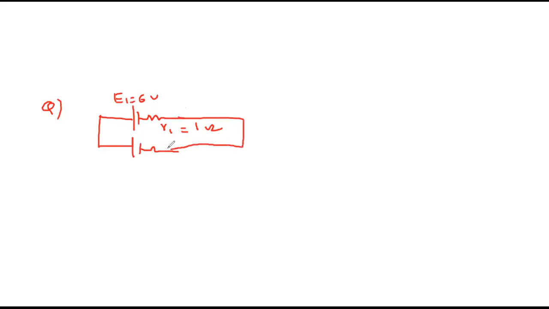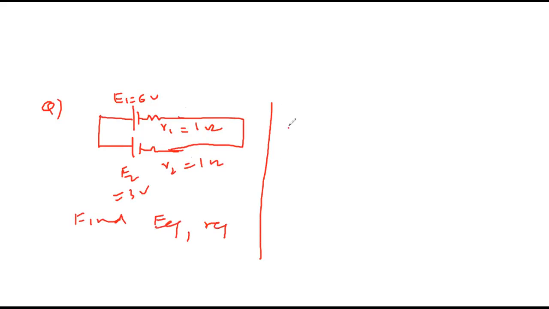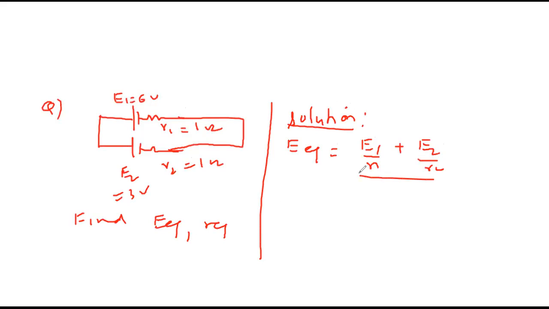And question C. This is a battery of EMF 6 volt, internal resistance 1 ohm. This is another battery of EMF 3 volt, internal resistance 1 ohm. Find E equivalent, R equivalent. E equivalent, what is the formula? E1 upon R1 plus E2 upon R2, divided by 1 upon R1 plus 1 upon R2. Got it? This formula?